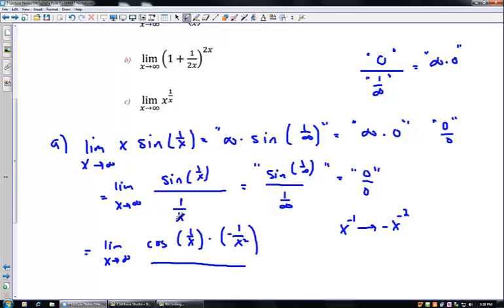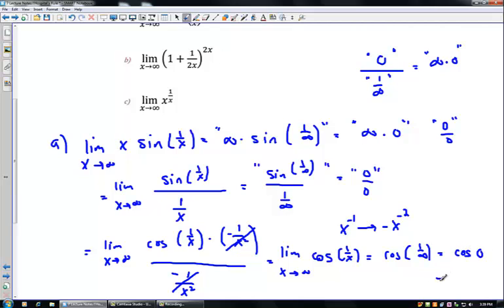Then divided by the derivative of the bottom, well, it's the same as the derivative right here, so you just get minus 1 over x squared. And then these are going to cancel. You have this on top, you have this on bottom, and so those cancel. And so this is equal to the limit as x goes to infinity of cosine of 1 over x. Let's plug in infinity, so I get cosine of 1 over infinity, which is cosine of 0, which is equal to 1. So this limit right here is equal to 1.